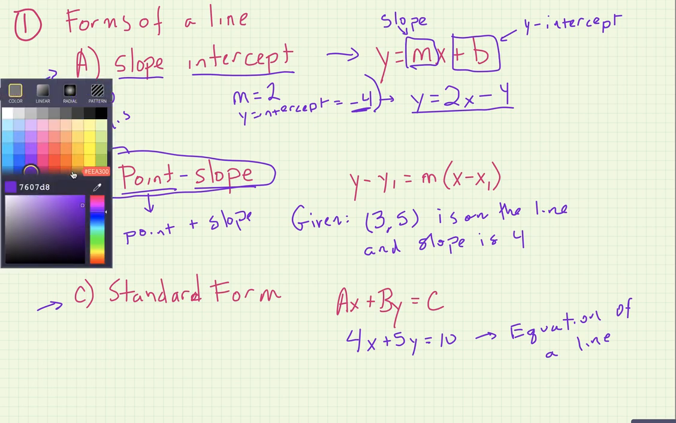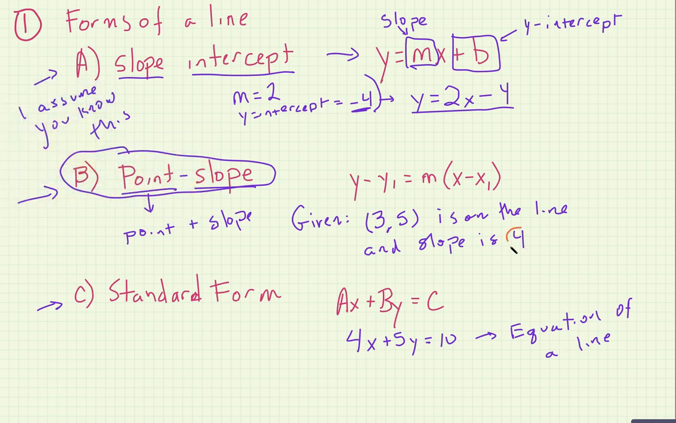So let's just identify these key parts, right? If this is my slope, this is m. And if this is my point, this is my x1, and this is my y1, because points are all written x comma y. So I can just take these numbers and plug them into this formula and say, well, the equation of my line is y minus y1, which is 5, equals my slope, 4, times x minus my x1, which is 3.